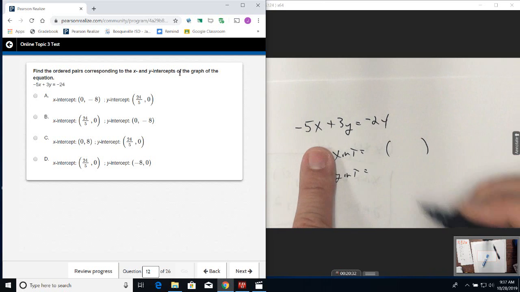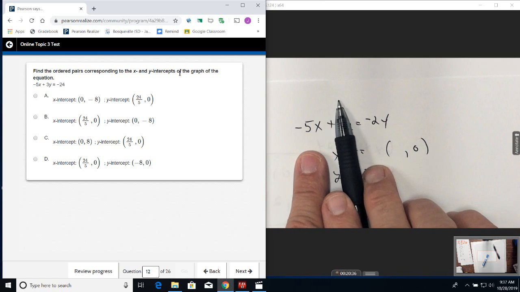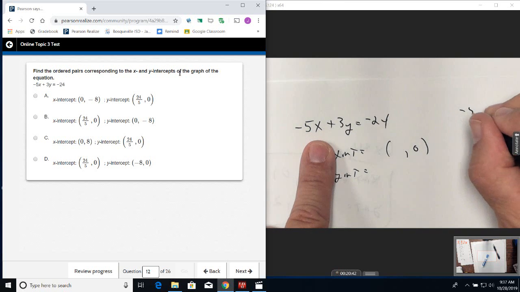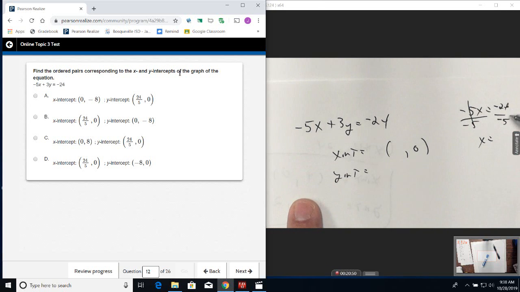To find the x-intercept, I set y equal to 0, so there's no value there, and just figure out negative 5 times what is equal to a negative 24. Well, to solve that equation, you just divide by negative 5, because I can't do that mentally. So it's equal to negative 24 divided by negative 5, which is equal to what?